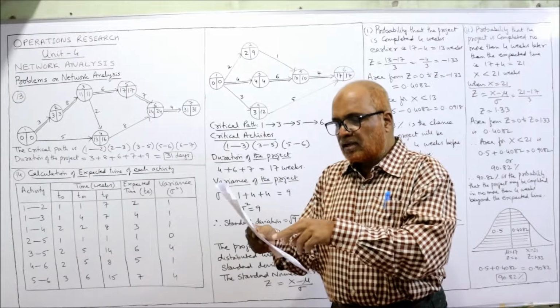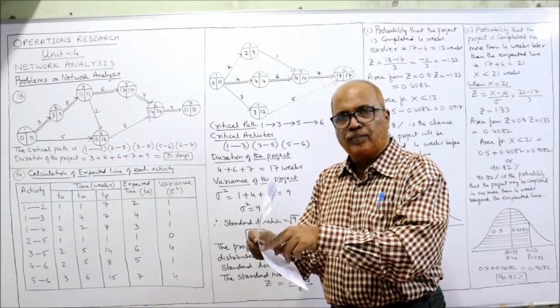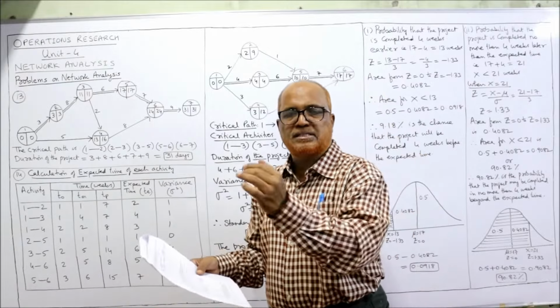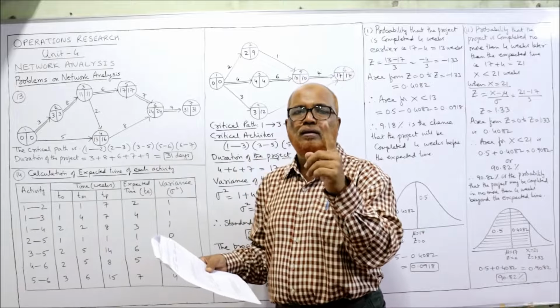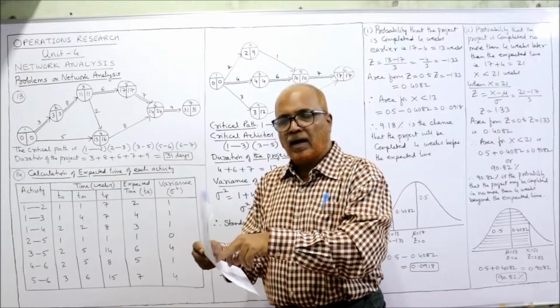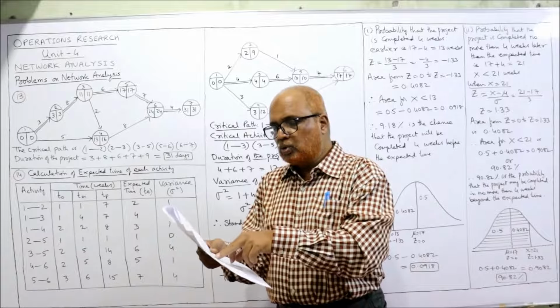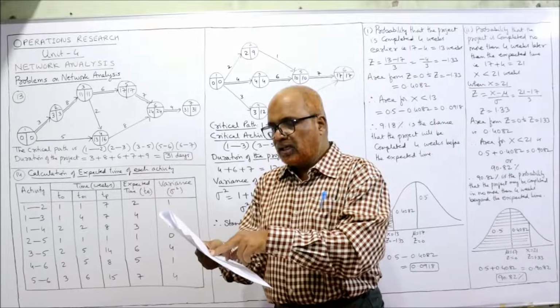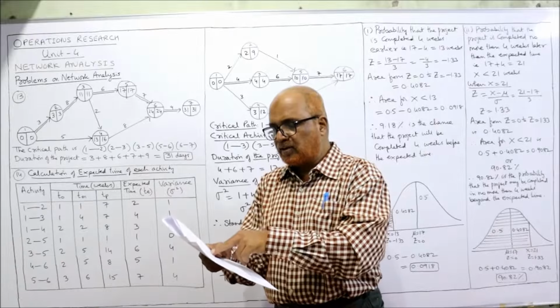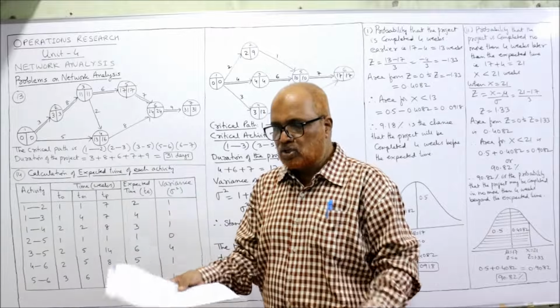Here the activities are given: 1 to 2, 1 to 4. So two activities are bursting from event 1. Then 2 to 3, 3 to 4. Then 3 to 5, 4 to 6, 5 to 6, 6 to 7. And the durations are given.